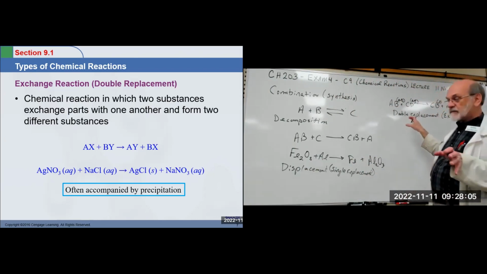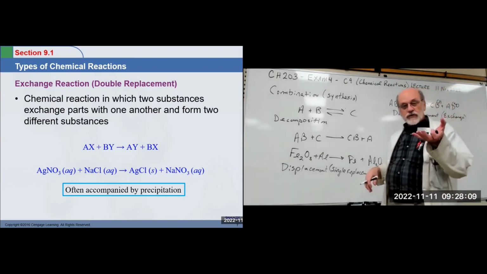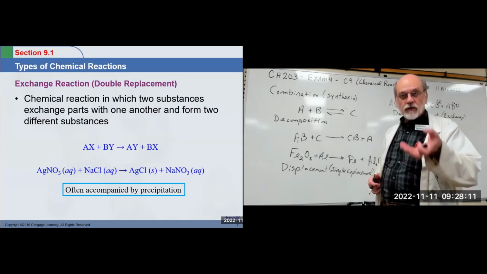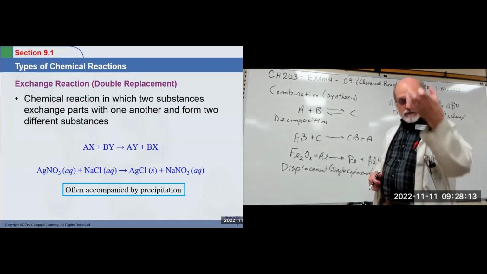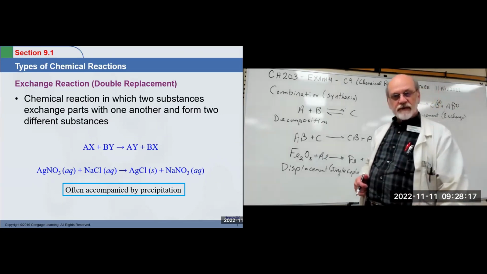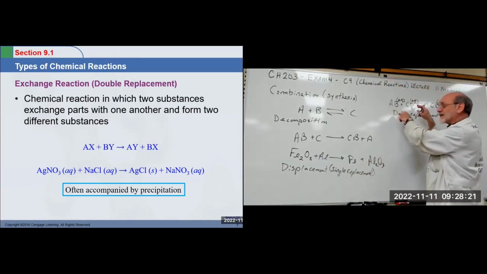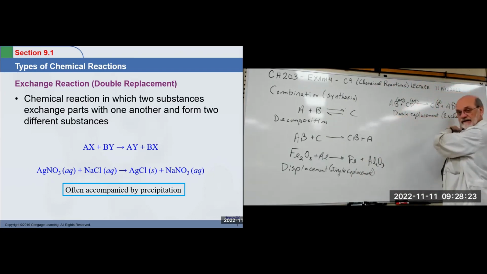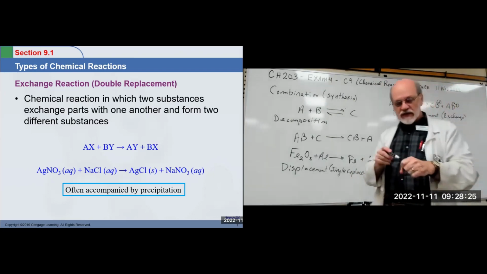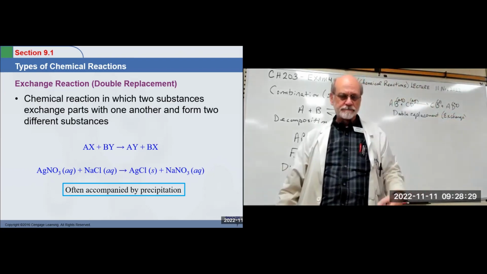If they're in solution, then what happens? If this solid forms, those two components, in this case silver and chlorine, are removed from the reaction mixture. And if you keep removing them, then these keep trying to react in order to replace it. Right? We're going to study that at the end of this chapter. It's called Le Chatelier's principle.